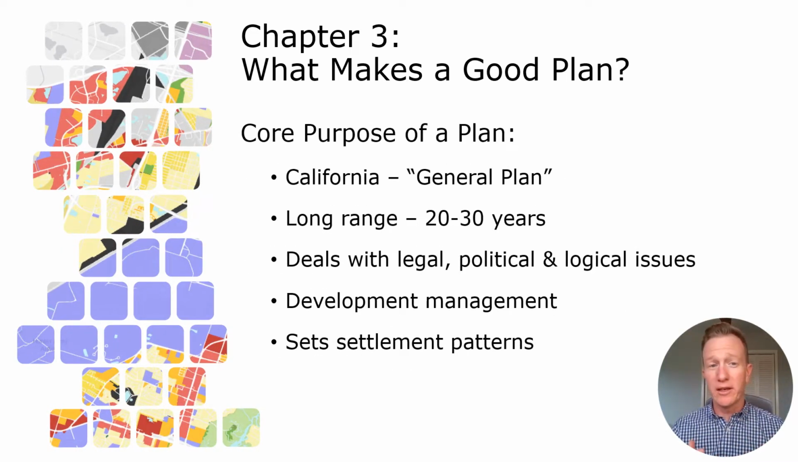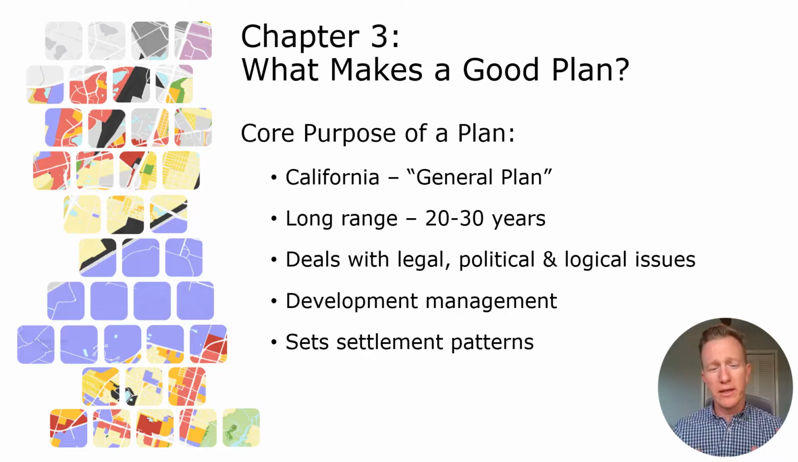So before we can talk about what a good quality plan looks like, we need to address what is the purpose of the plan. As the authors in Chapter 3 start talking about this concept, what they're really referring to is what we in California would call a comprehensive general plan. They also use the term master plan, but that kind of has a different connotation in California. We call it a comprehensive general plan.